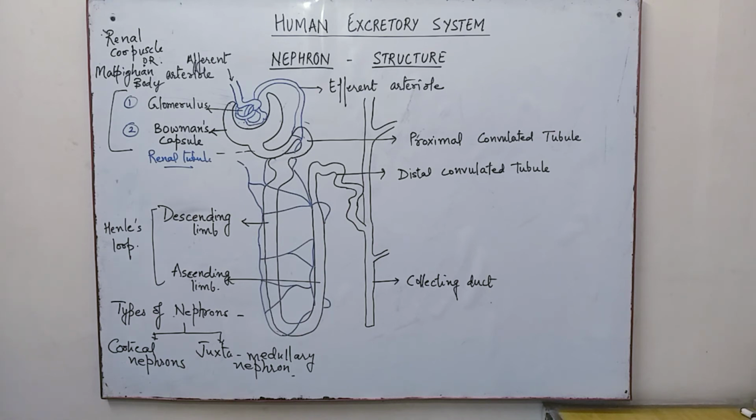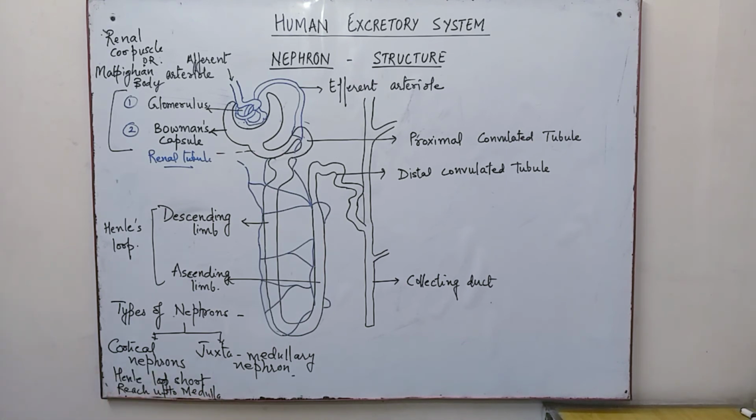So as told, cortical nephrons, most of the nephrons, the Henle's loop is short over here. Second important point is they do not reach, or they reach only up to the medulla. Those will be known as cortical nephrons.